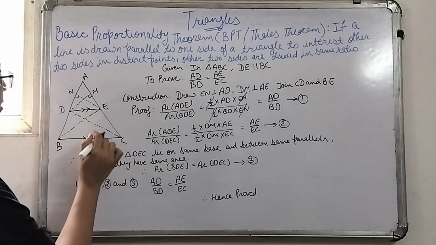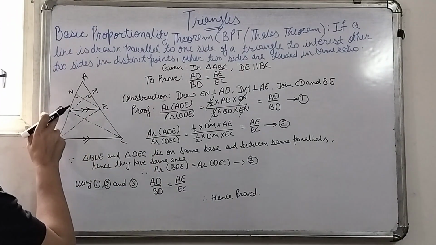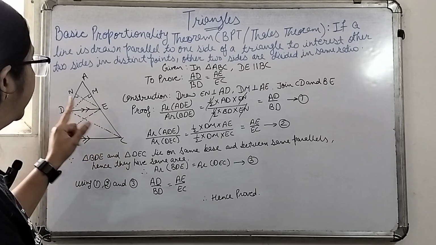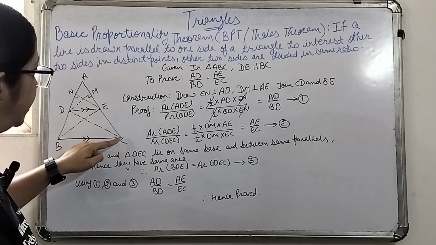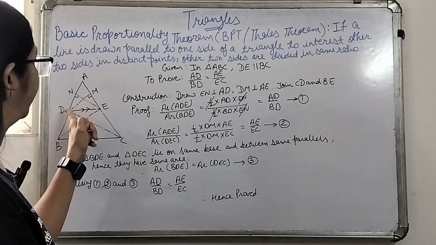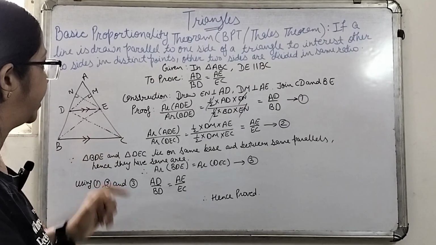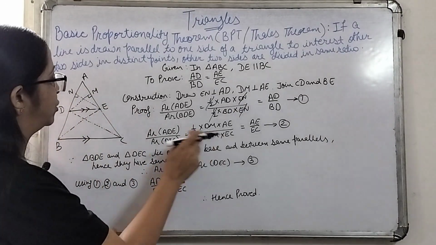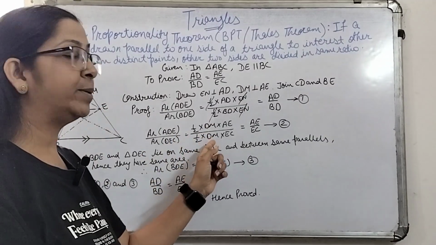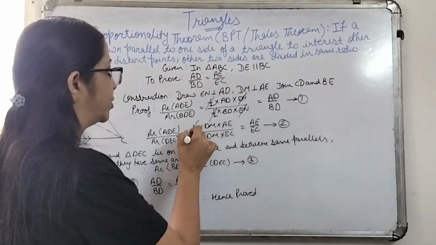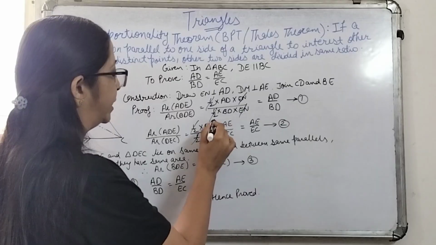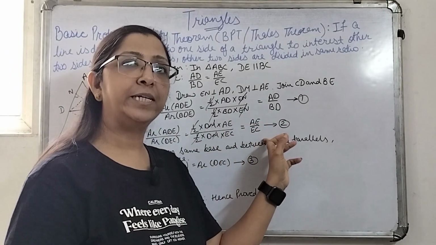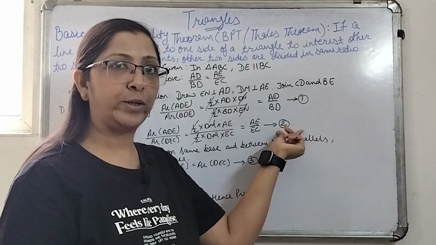Now in the denominator, we will be taking the area of DEC. Here the base will be EC and the height will be DM. So the area will be 1 upon 2 into DM into EC. Solving it, 1 upon 2 cancels, along with that DM cancels. It will be equivalent to AE over EC. This is your second equation.